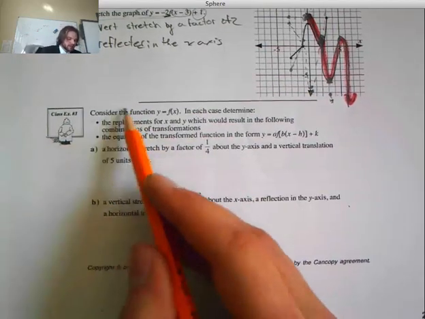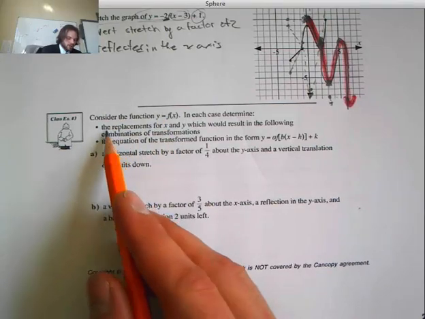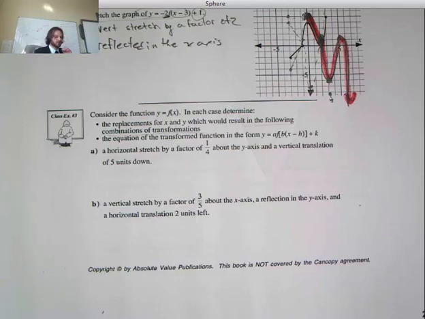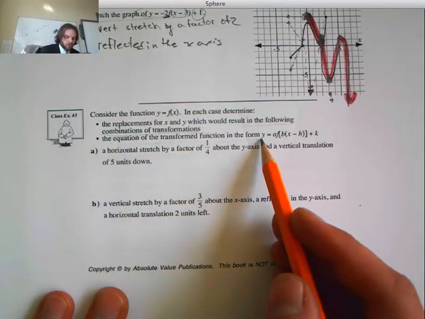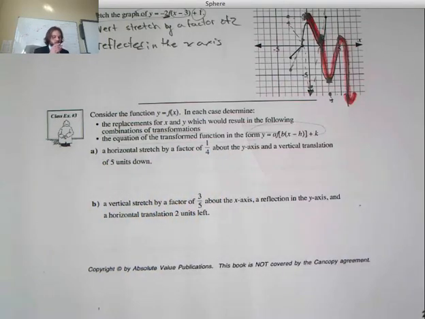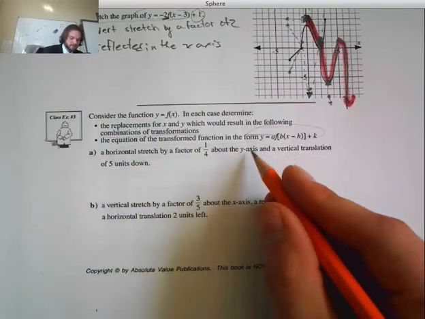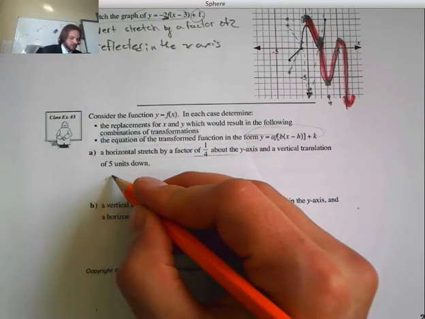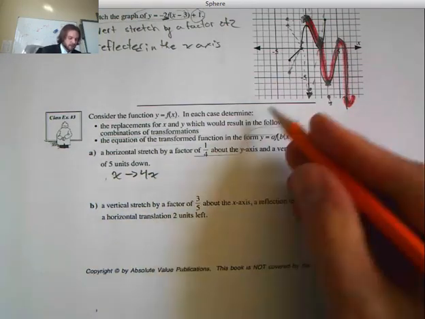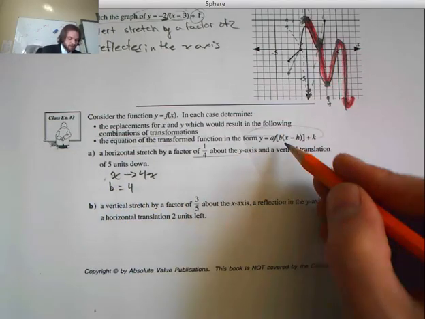It says, consider the function f of x. In each case, the replacement for x and y should be results of the following combinations of transformations. So the equation of the transformed function is of the form y is equal to like this. So a horizontal stretch by a factor of 1/4. Okay? So horizontal about the y-axis. So we know x is replaced by 4x. So b is equal to 4.